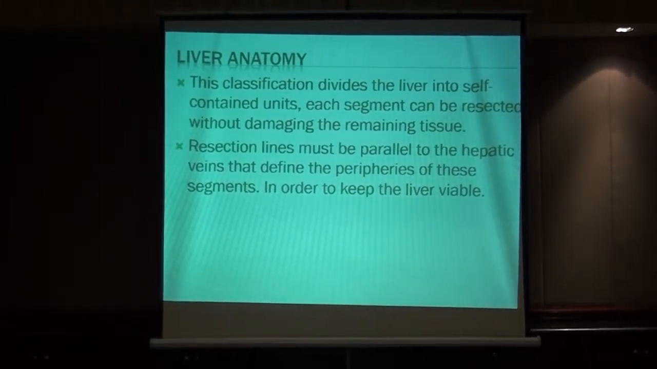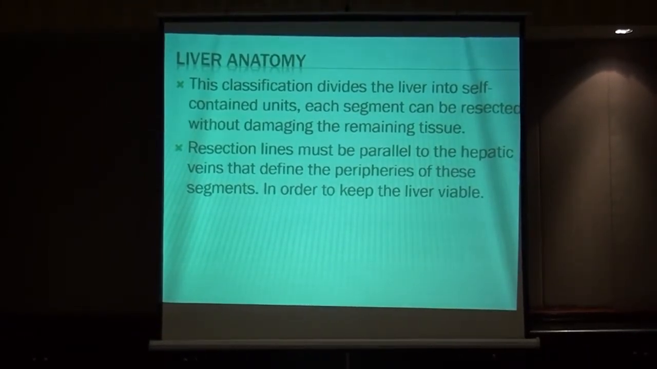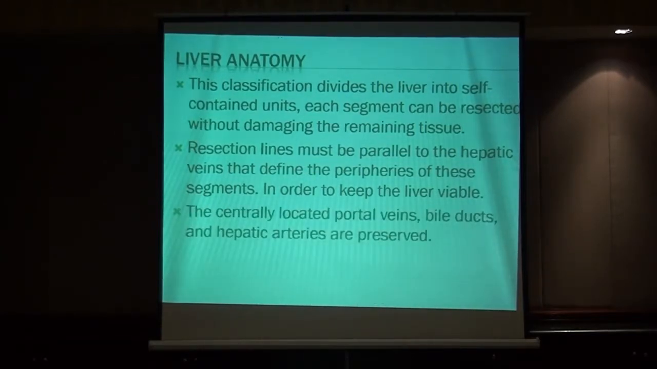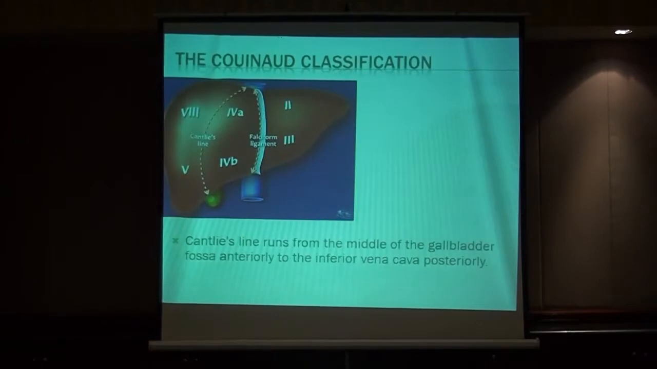Resection lines must be parallel to the hepatic veins that define the peripheries of these segments in order to keep the liver viable. The centrally located portal veins, bile ducts, and hepatic arteries are preserved. This is the Couinaud classification.